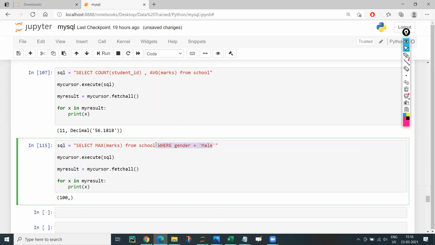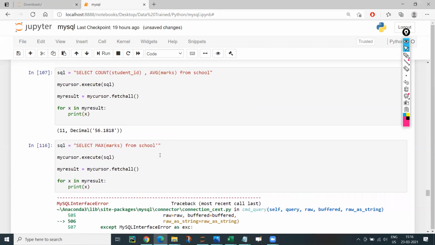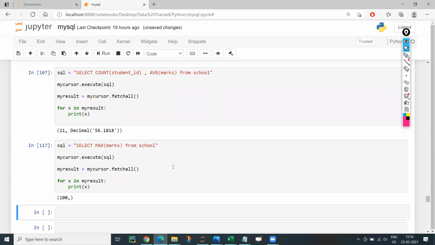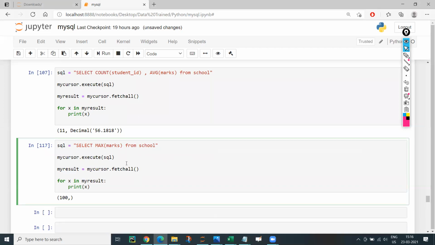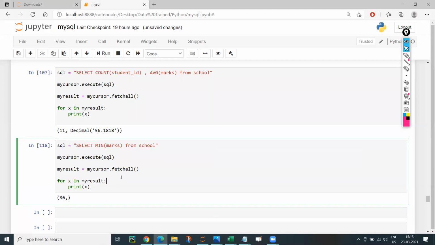All right, and if you don't want to see gender wise, then you can simply remove this where condition. Okay, something is wrong with what I did. I did not remove this, not a problem. So the maximum marks in this school is 100. And how about the minimum? Minimum marks 36. All right, so that's how you can play around with it, depending upon the case, what you want to achieve, what you are looking for.